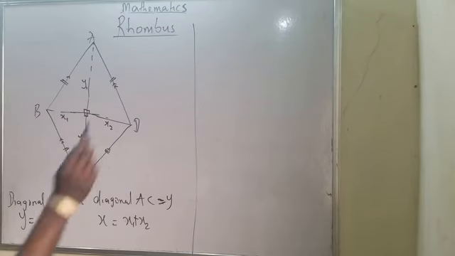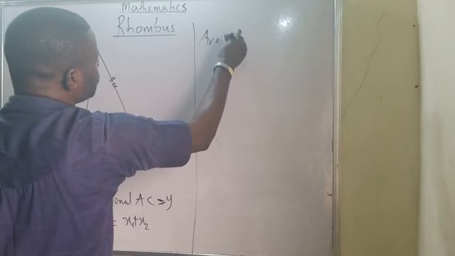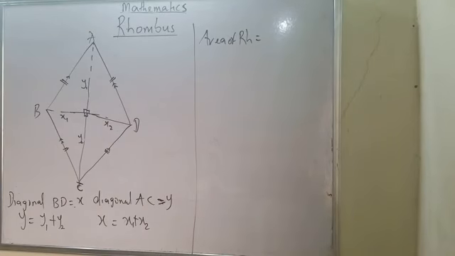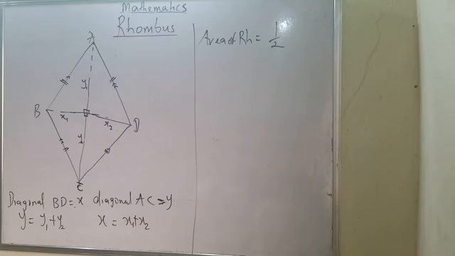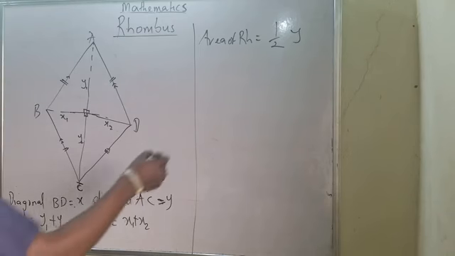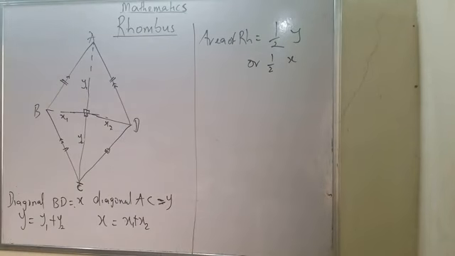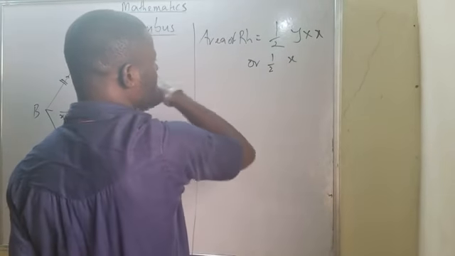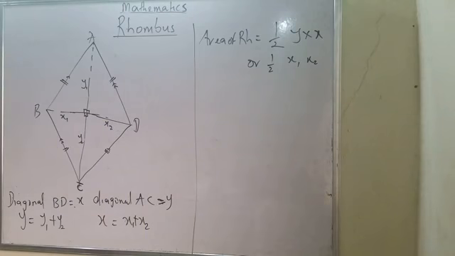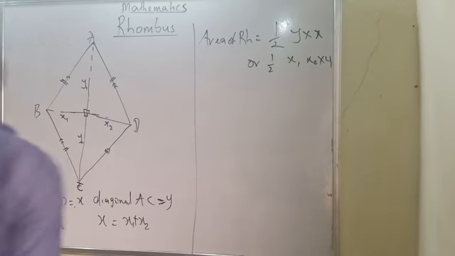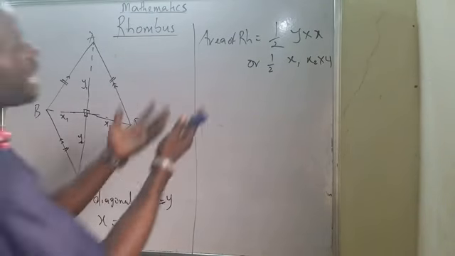Now, moving on, I will be talking about the area of the rhombus. It will be equal to half of X times Y. This is going to be half of X times Y, or half of X1 times Y2, multiplied by 4. Please take note of that, very, very important.